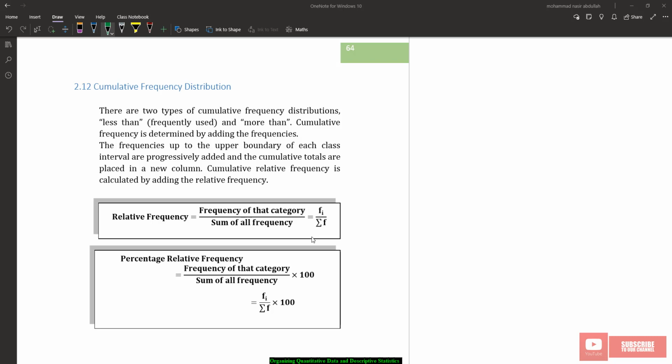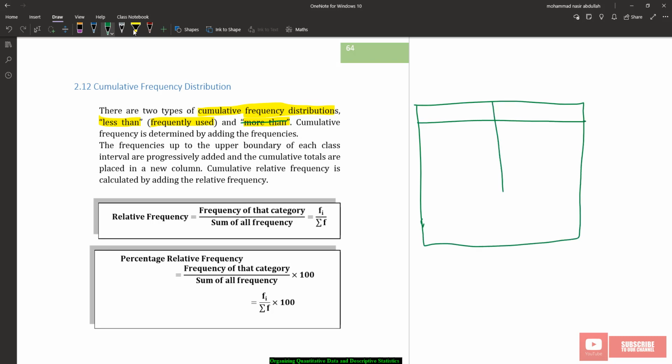Cumulative frequency distribution. I think this one was already explained in an earlier lecture, right? In the previous lecture actually. There are two types of cumulative frequency distribution. We have the less than method and the more than method. But the less than method is used more frequently compared to the more than, right? So in this subject we only focus on the less than method. For example, let's say we have a frequency table.